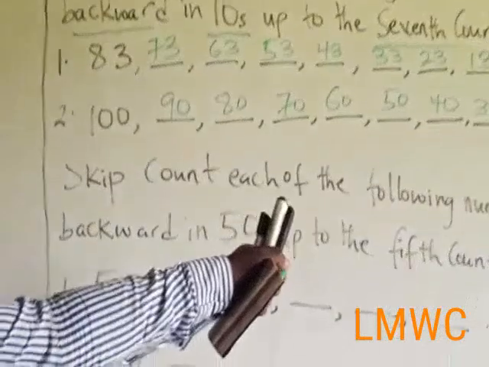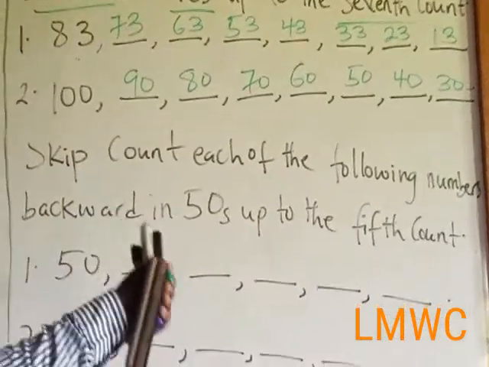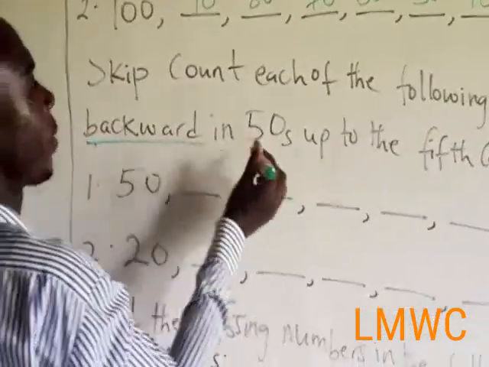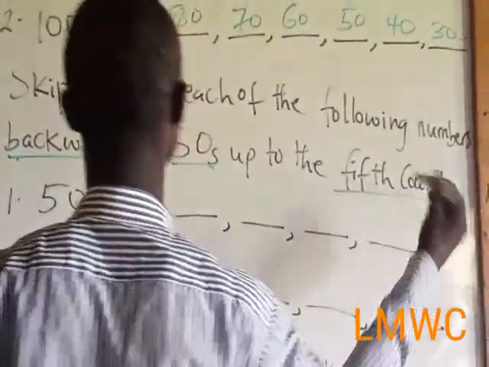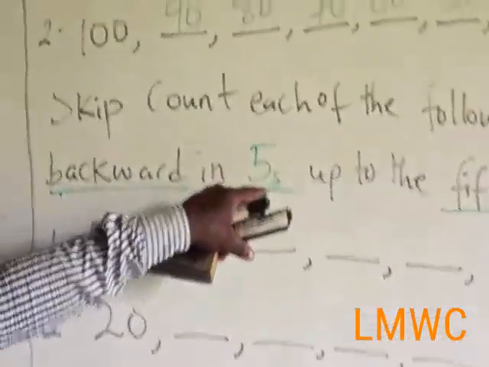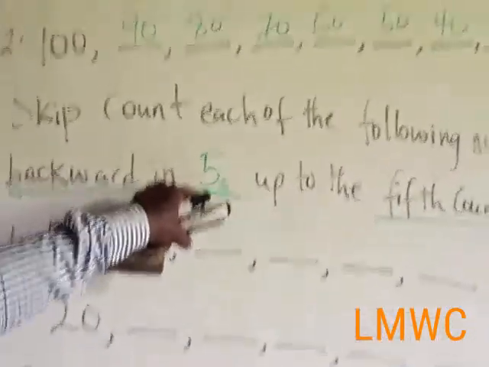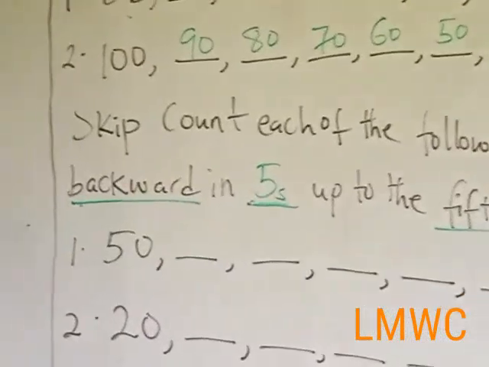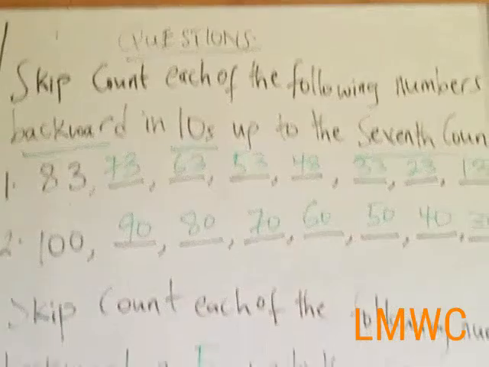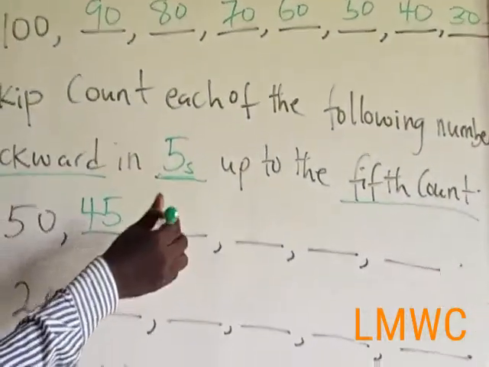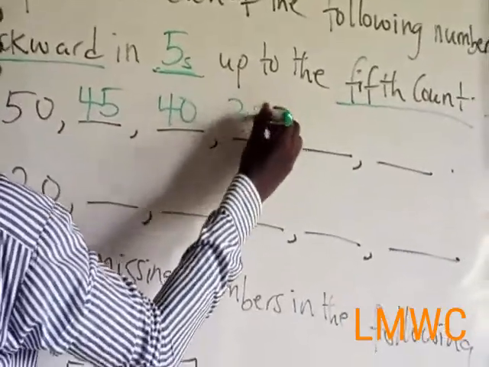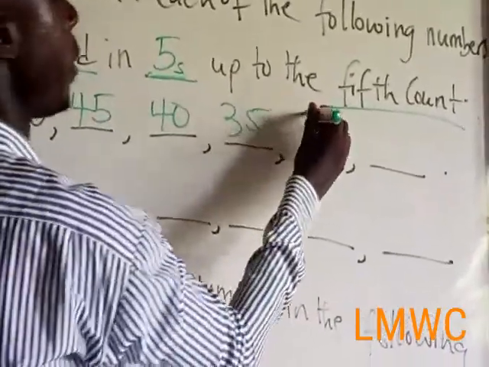Skip count each of the following numbers backward in 5s up to the fifth count. The keyword is backwards, 5s, and fifth count. This means 5 dashes. So, sorry, this portion was not 50, but it's 5. This means we are going to subtract an interval of 5. 50 minus 5 is what? 45. 45 minus 5, we are getting 40. 40 minus 5 is 35. 35 minus 5 is 30.